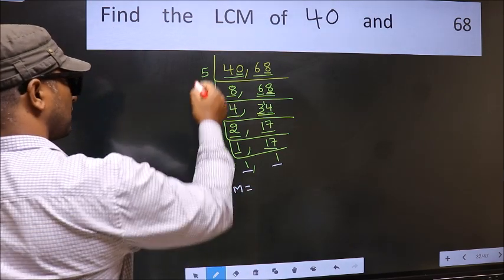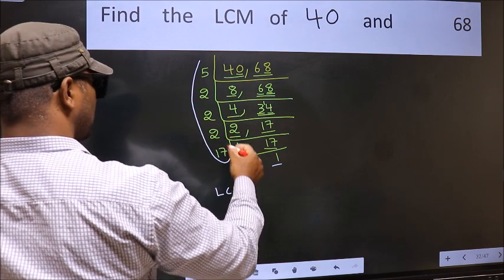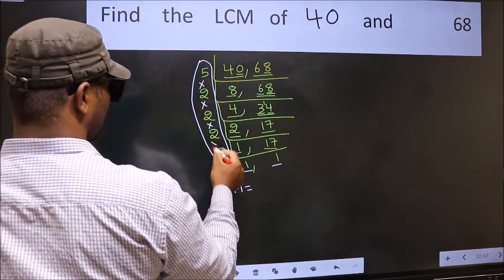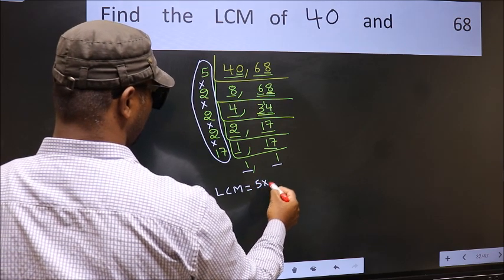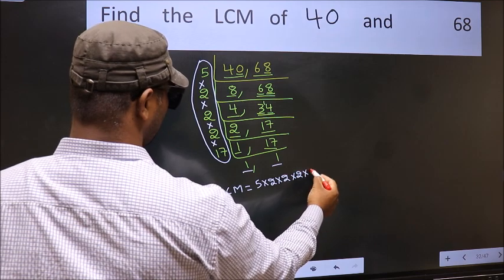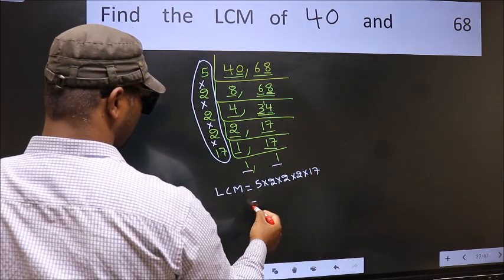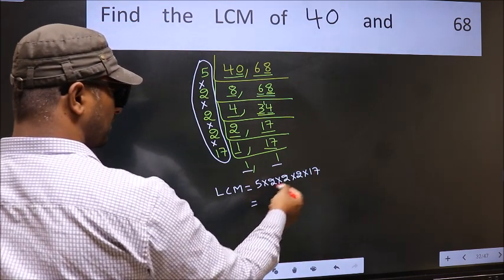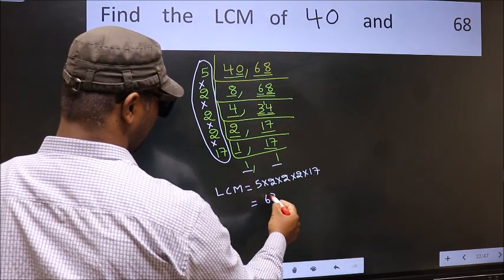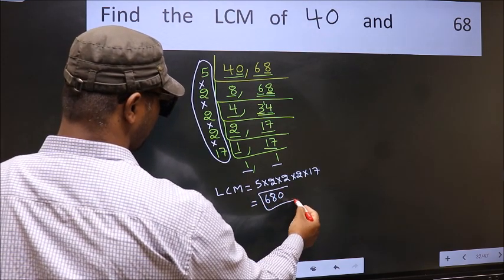LCM is the product of these numbers. That is 5 into 2 into 2 into 2 into 17. When we multiply these numbers, we get 680. That is our LCM.